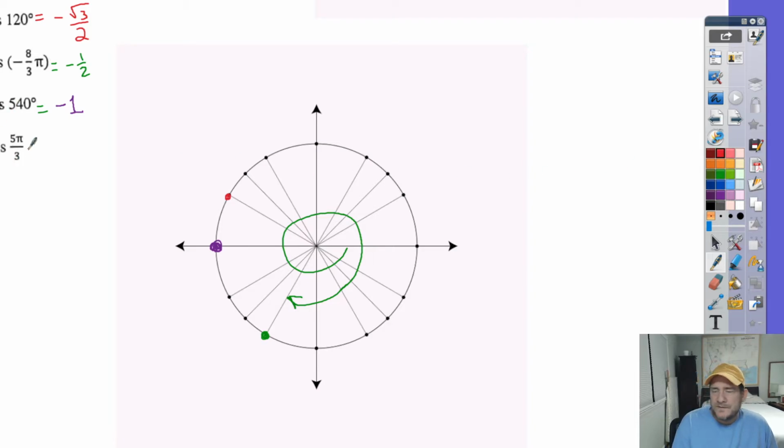5 pi over 3. We didn't do that already? I guess not. So remember, a full rotation is 6 pi over 3. So 5 pi over 3 is right here. Oh, that's terrible. So yeah, 5 pi over 3 goes to right there. Cosine is x. That'll be a half.